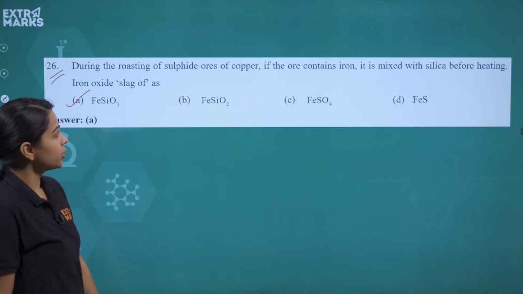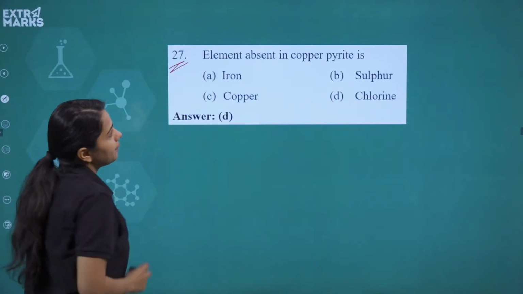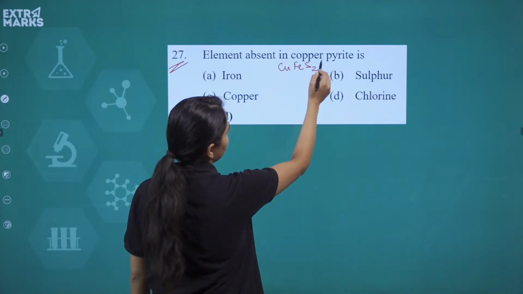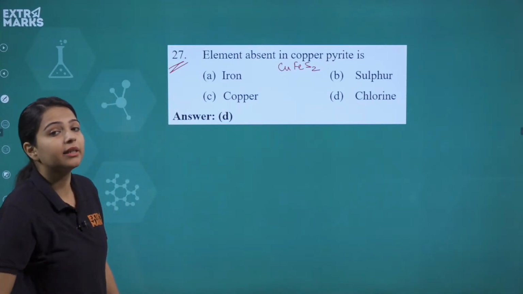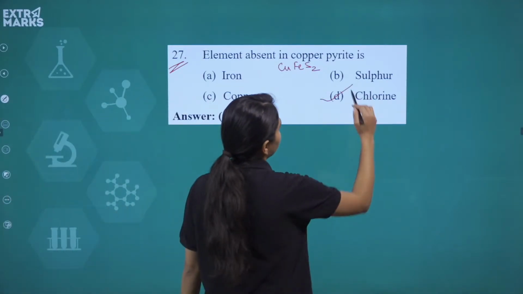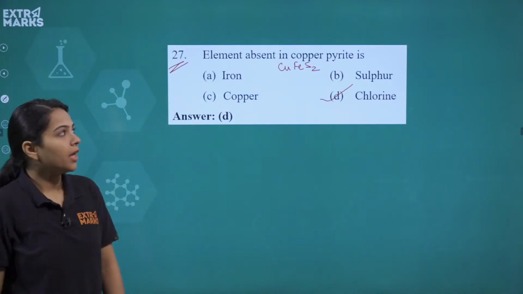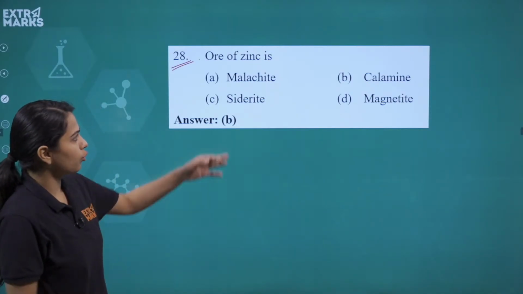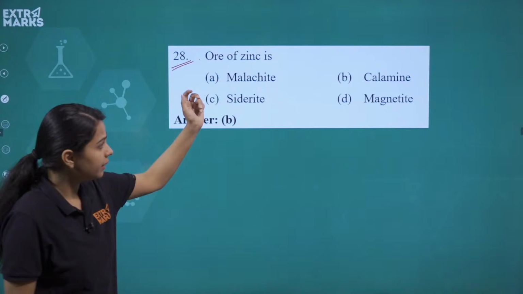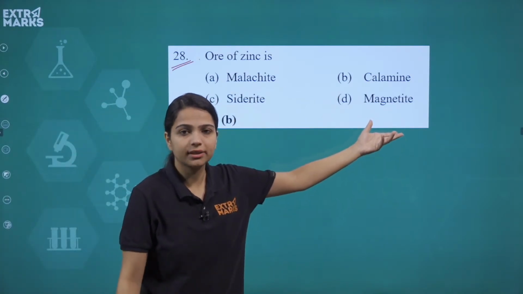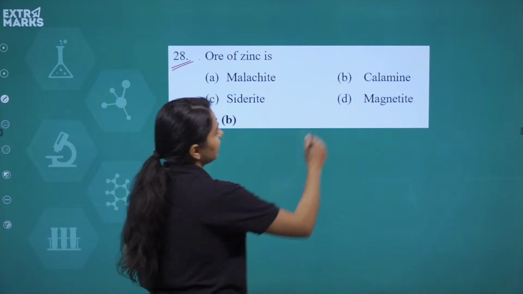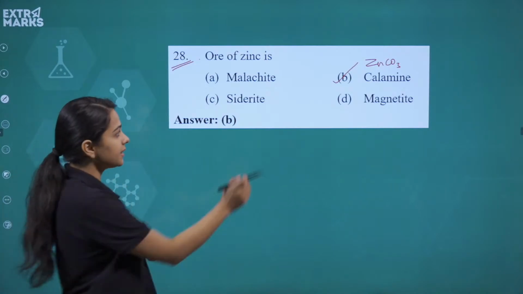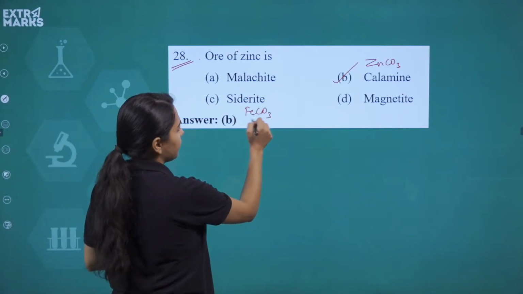Alright, next question number 27. Element absent in copper pyrite. Now what is copper pyrite? Copper pyrite is CuFeS2. If you know this, then you can easily answer this question. Copper, iron and sulfur are present. Chlorine is not present in copper pyrite. Alright, question number 28. Ore of zinc is which one? Malachite is the ore of copper, siderite is an iron ore, iron carbonate, magnetite is iron oxide, Fe3O4, then calamine is zinc carbonate. So the answer is option B here, calamine. Siderite is FeCO3, also a carbonate, but of iron.